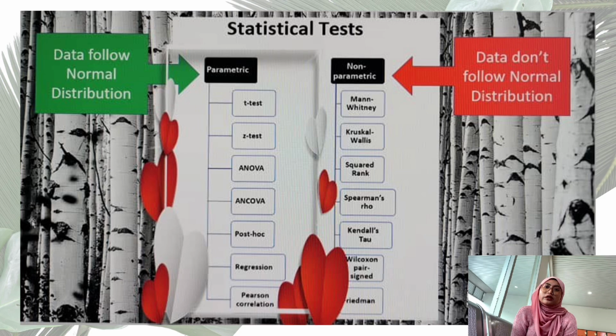Based on the result of the normality test, we can determine which statistical test we can do next. If the p-value of the normality test is more than 0.05, which means the data follow a normal distribution, we can proceed with a parametric test. Meanwhile, if the p-value is less than 0.05, the data does not follow a normal distribution, so we must proceed with a non-parametric test. For the parametric test, we will use one-way ANOVA. Meanwhile, for the non-parametric test, we will use the Kruskal-Wallis test.